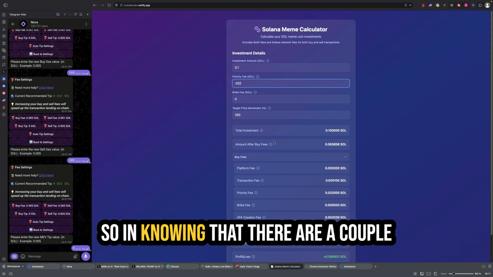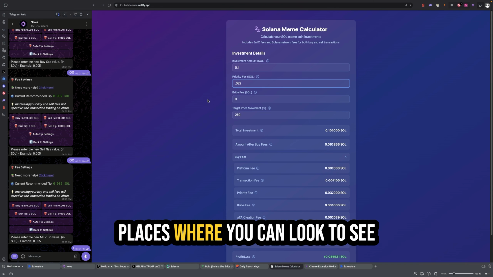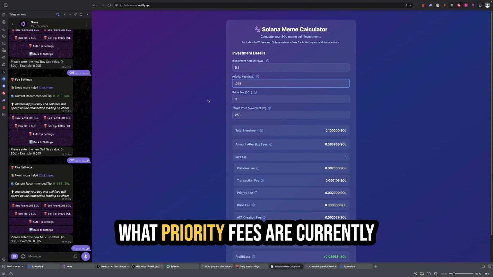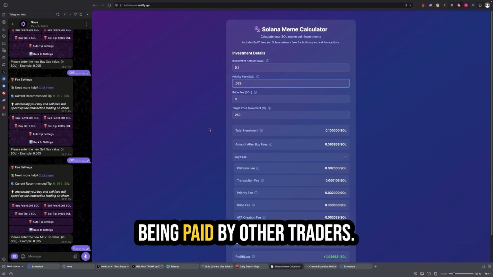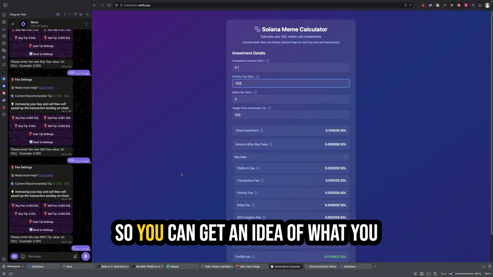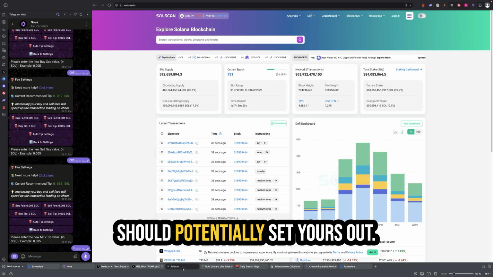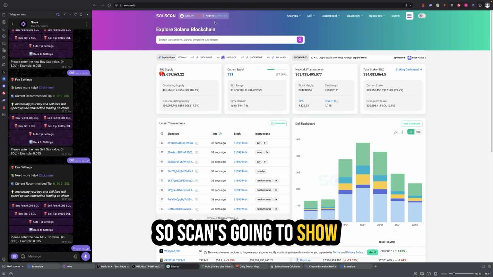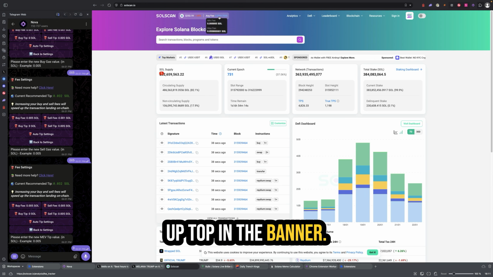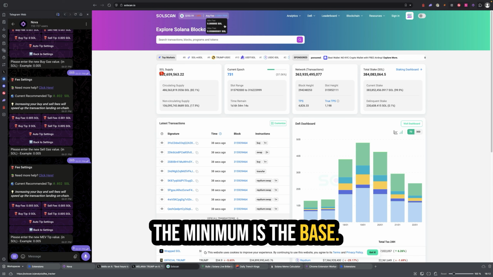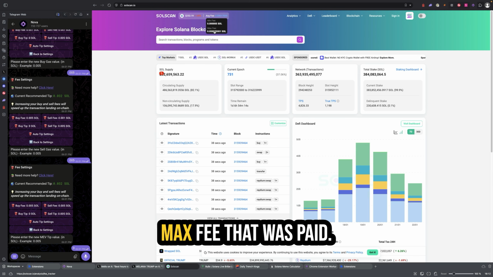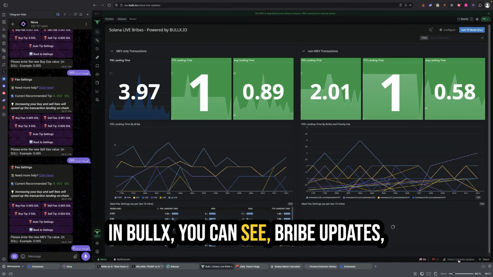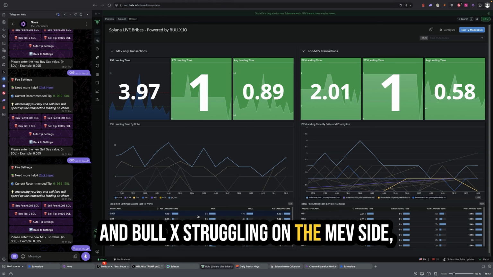So, knowing that, there are a couple of places where you can look to see what priority fees are currently being paid by other traders, so you can get an idea of what you should potentially set yours at. The first is going to be Solscan. Solscan is going to show up top in the banner. The minimum is the base, and then you have the max fee that was paid. Someone had paid 0.05.